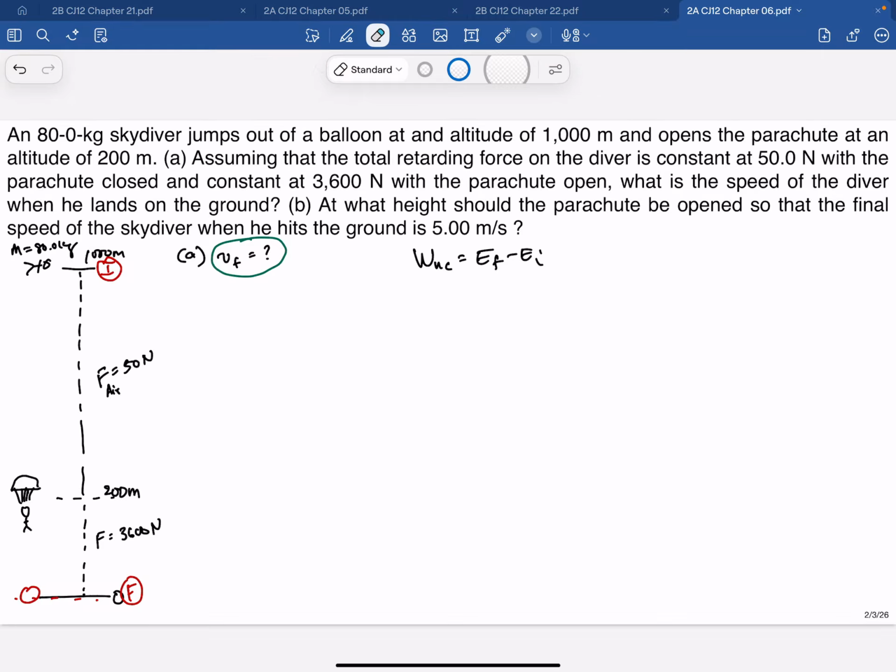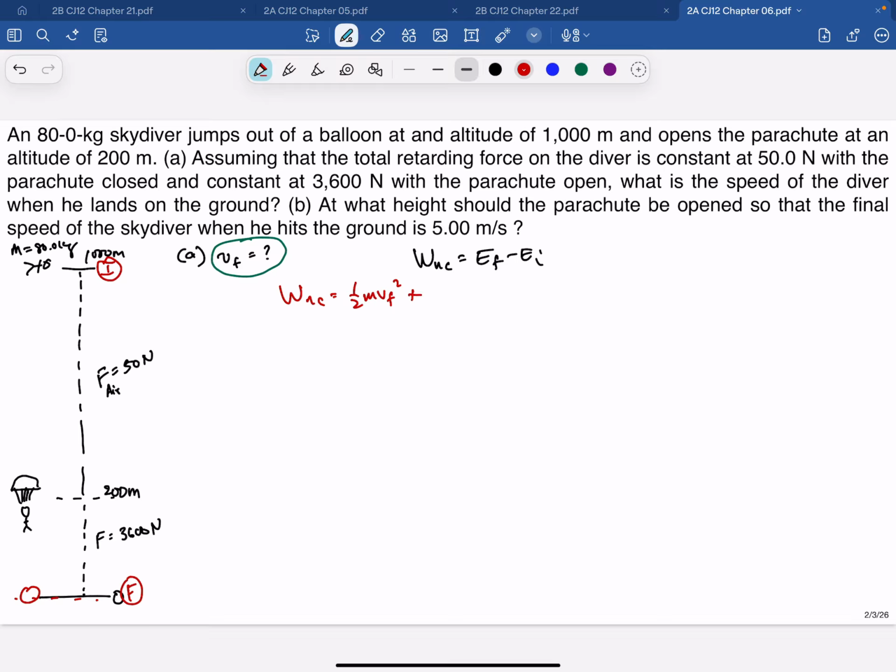Okay. So let's see here. I'm going to back up, do this in red. Work, non-conservative. Energy final. We're going to laser focus on this point right here. And we've really got to ask two questions. Is there kinetic energy? And is there potential energy? Is there kinetic energy at the final point? Is the skydiver moving when they hit the ground? Yes. In fact, that's what we're trying to find, right? This V final. So we know they're moving. We don't know what the number is. That's going to be the thing we're going to solve for, right?